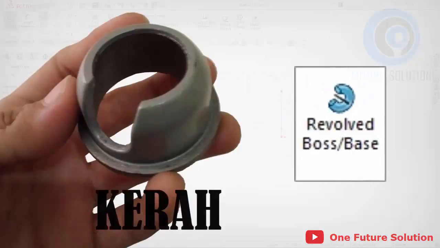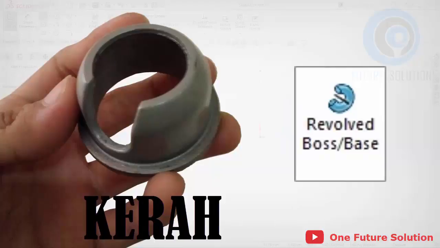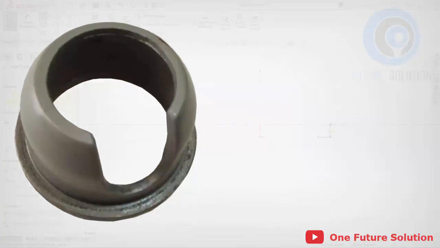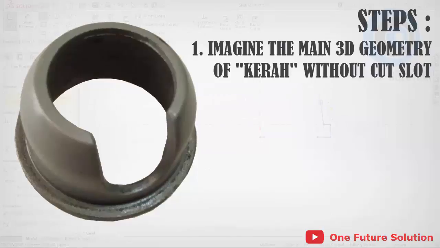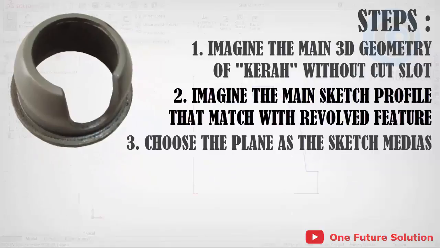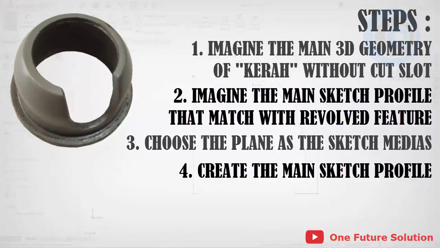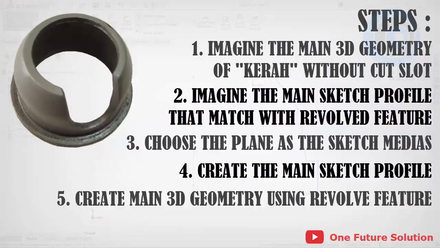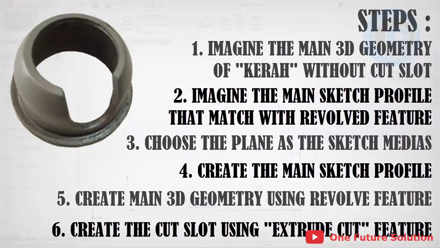This model is called Kerah. To create this model we should define the steps first. 1. We should imagine this Kerah main 3D geometry without the cut slot. 2. Then imagine the main sketch profile that matches the Revolve Feature. 3. Choose the plane as the main sketch profile media. 4. Create the main sketch on that sketch media. 5. Create the main 3D geometry based on the 2D sketch using the Revolve Feature. 6. Define the cut slot sketch and use the cut extrude feature to cut the main 3D geometry.